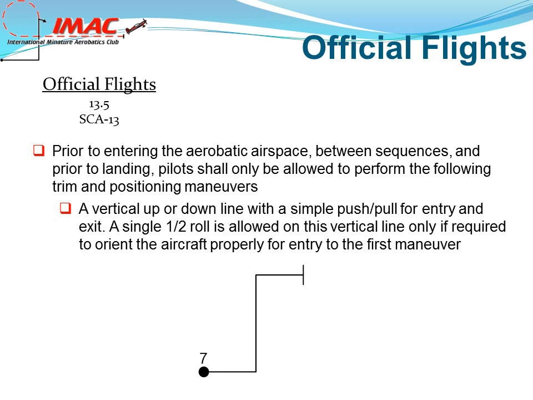A vertical up or down line with a simple push or pull for entry and exit. A single half roll is allowed on this vertical line only if required to orient the aircraft properly for the entry to the first maneuver.